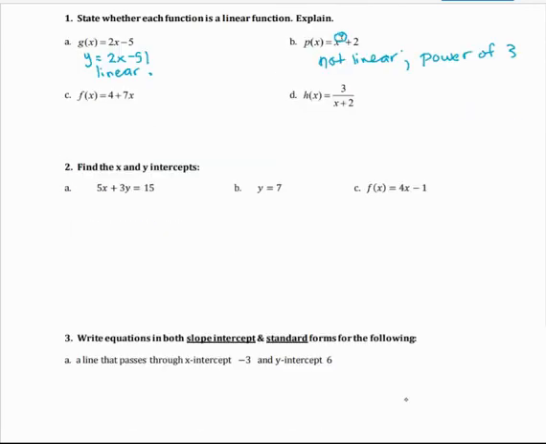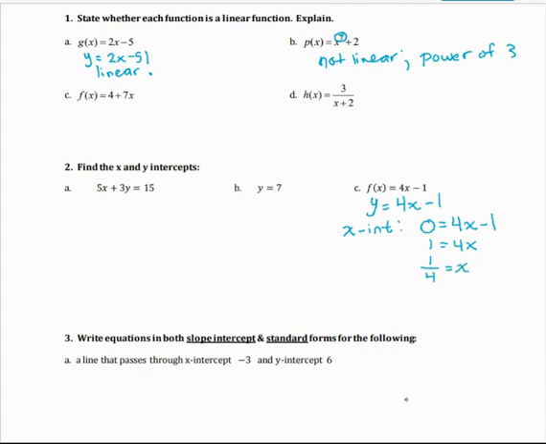Now let's find some x and y intercepts. So we've got examples A, B, and C. I'm going to jump to C. Recall, whenever I see an f of x, you can always put y equals. So this is really saying y equals 4x minus 1. I'm going to start by finding the x-intercept. To find the x-intercept, I'm looking for x, so I plug in 0 for y, and I solve for x. So I would add 1, divide by 4, and I get 1/4 equals x.